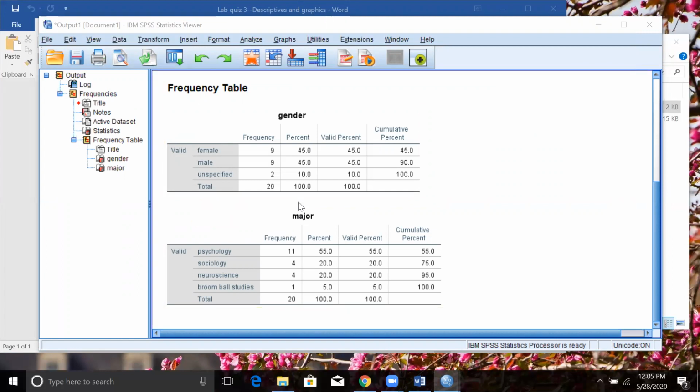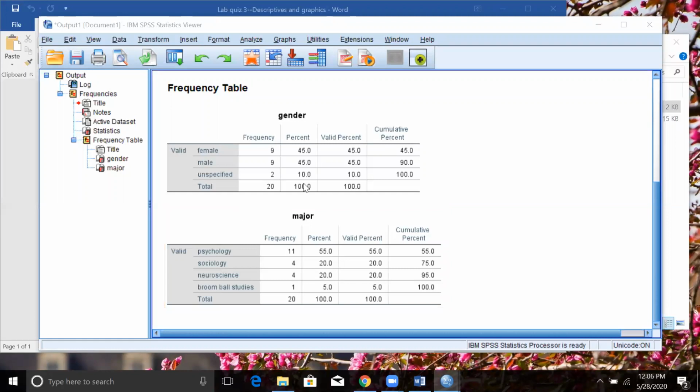So can anyone tell me, in this frequency distribution for gender, how many women are there? I'm going to assume someone said 9, somewhere in the chat, maybe. The idea is that SPSS gives you a fair amount of information to look at. The idea is knowing where the key stuff is. This column right here are the actual frequencies for your groups. So there's 9 women, 9 men, and 2 who indicated unspecified.